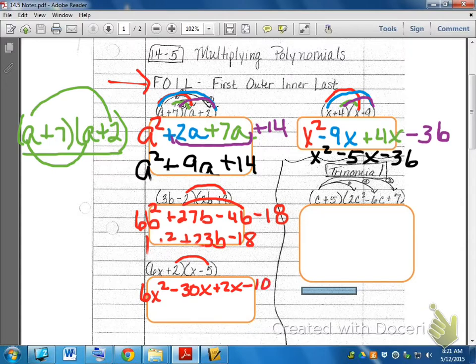Negative 10. So my 2 in the middle, just like all the rest, they're like terms. So I clean it up a little bit. 6x to the second. I'm in the whole 30 and I gain 2. Negative 28x minus 10. That's multiplying binomials. You'll use FOIL.